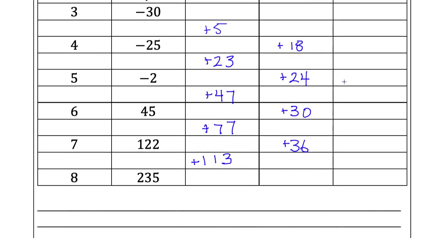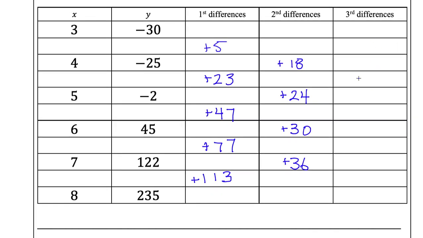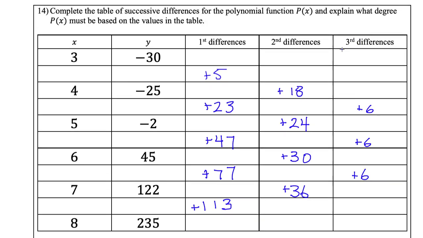These numbers are not the same, so let's go to third differences. That must be the answer, because there's only third differences. There's not a table that goes out to fourth differences, but you could, theoretically, in math, go out that far. 18 to 24, that's plus 6. 24 to 30, look at this, plus 6 and plus 6. Because these are all constants, it must be a degree 3 polynomial.